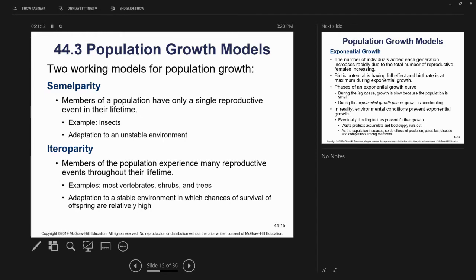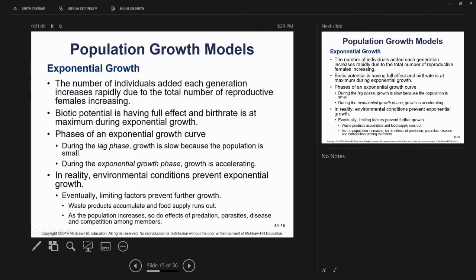So most vertebrates are like that. The rhinoceros would be an example of this. Doesn't have as many reproductive events as the mouse, but it can reproduce more than one time. Humans fall into this, shrubs, trees. This is an adaptation to a stable environment where your chances of your offspring surviving are high. So think about if something is an iterative process, it happens again and again. So iteroparity, I reproduce again and again, multiple times. And then semelparity is a single time.